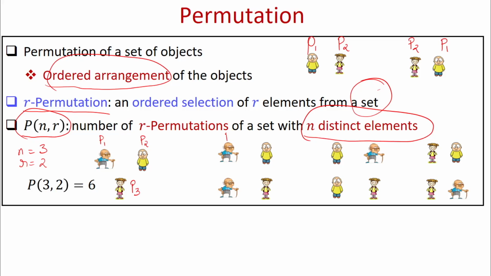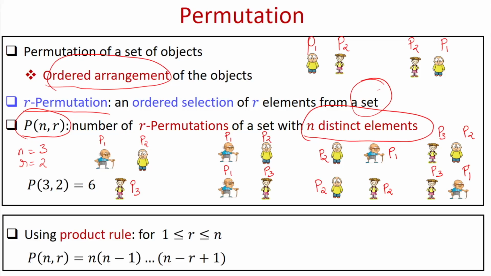I can choose person number one followed by person number two. That's one ordering. I can choose person number one followed by person number three. That's another ordering. I can choose person number two followed by person number one as one of the orderings. I can have person number two followed by person number three as another ordering. In the same way, I can have person number three followed by person number 2 as one of the orderings, and I can have person number 3 followed by person number 1 as another ordering, right? So these are the different possible 2-permutations that you can have from this collection of three people.